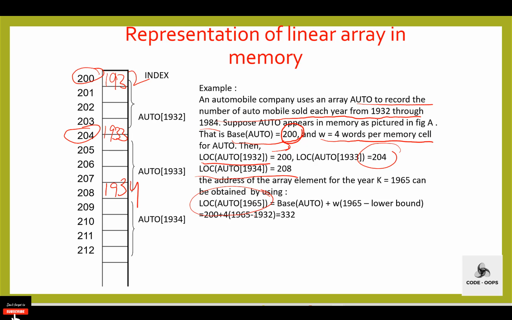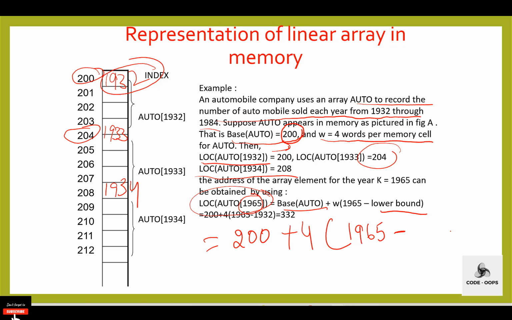By using this formula: base address of an array. Base address is 200 plus W. Value of W is 4. Then value of K. Value of K is 1965 minus the lower bound of an array. Lower bound of array is 1932.